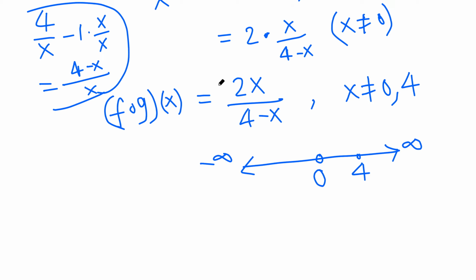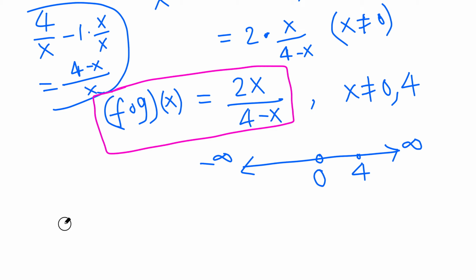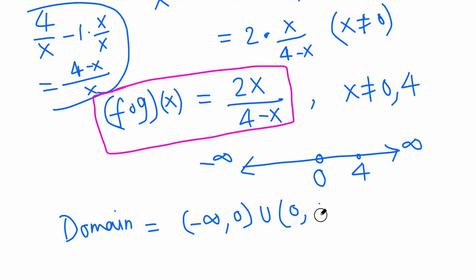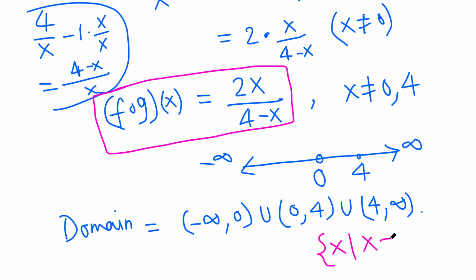So that's the part of the answer. And the domain of this composite function is negative infinity through 0, union 0 through 4, union 4 through infinity. Or this is the same as saying all real numbers x such that x can't be equal to 0 and 4. Okay, this is set builder notation. This is in interval notation, final.